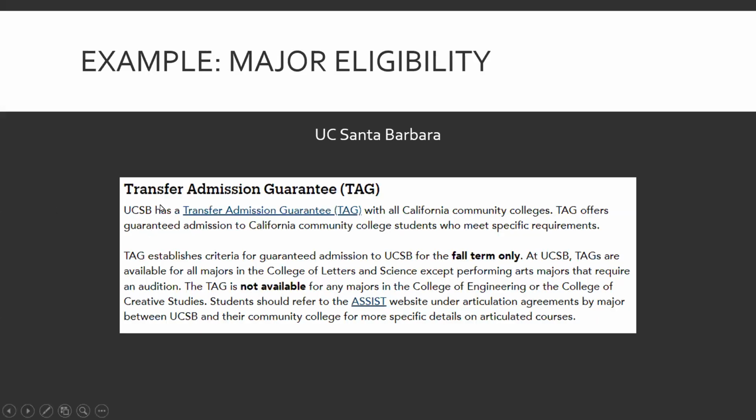So to give some examples, this is an example of major eligibility. You can see that at UC Santa Barbara, it talks about the TAG not being available for majors in the College of Engineering or the College of Creative Studies. So if you're interested in those majors as a transfer student, it would not be appropriate for you to fill out a TAG. Some students think they could TAG into one major and then get into the major of their choice at UC. This is probably not possible, especially if the major you're looking to get into is really competitive. You always want to apply to UC in the major that you actually desire to be in.